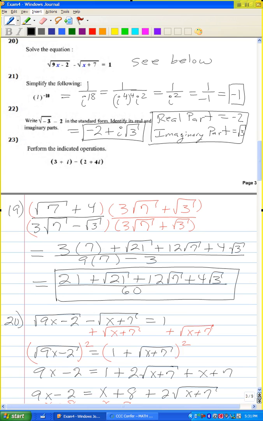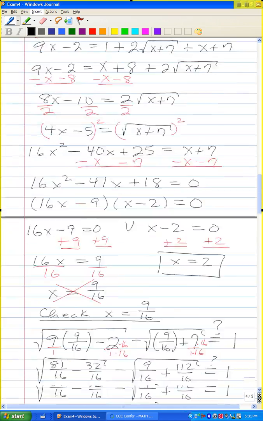Perform the indicated operations. 3 plus I minus the quantity 2 plus 4I. Now let's change all the signs inside the parentheses. Minus 2 minus 4I. Combine like terms. 3 minus 2 is 1. 1I minus 4I is minus 3I. And that is your answer.